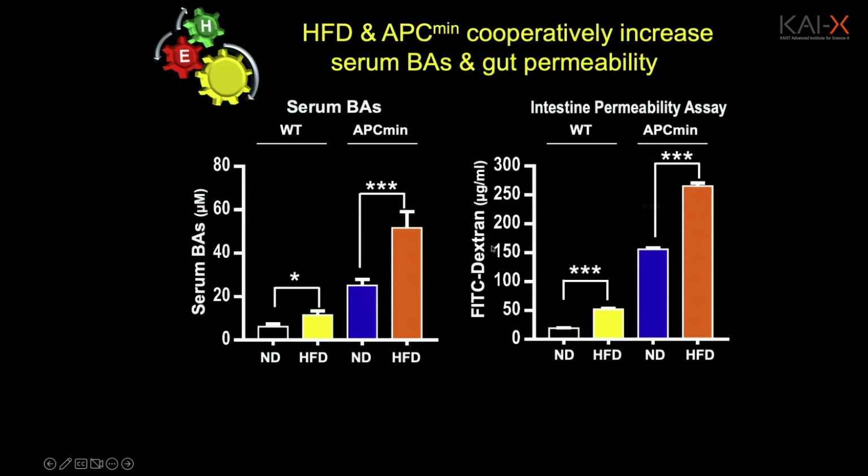This is looking at a fluorescent dextran getting into the blood, very easy to detect and quantify. On a high-fat diet, you can see that you start getting a leaky gut even in a normal mouse, putting it on the high-fat diet. So again, you can see the pathophysiology here. If you look again at the APC min, just the APC min is creating a very leaky gut. This is intestinal permeability that is really quite dramatic. And you put it on a high-fat diet, and that almost doubles.